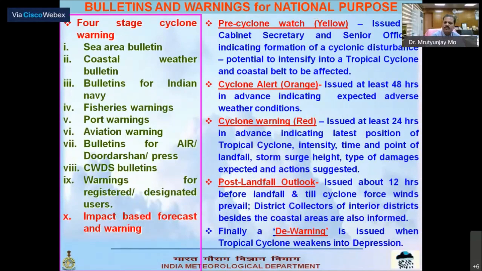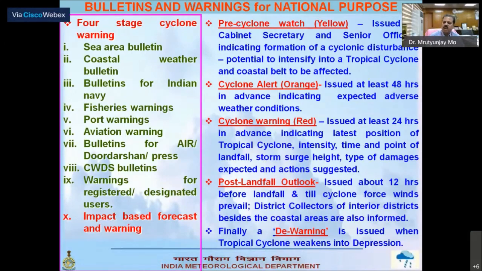For example, for the fishermen, we provide the forecast in very common layman language. And for a port, we provide the forecast in a very technical manner as per their requirement. There are about 13 types of forecast bulletins which are provided every 3 hours when a cyclone is approaching a coast. All these forecasts are provided in different stages called pre-cyclone watch, cyclone alert, cyclone warning, and post-landfall outlook. The pre-cyclone watch is provided 72 hours in advance, cyclone alert 48 hours in advance, and cyclone warning at least 24 hours in advance. In 12 hours before landfall, we issue the post-landfall outlook indicating which interior districts will also be affected.